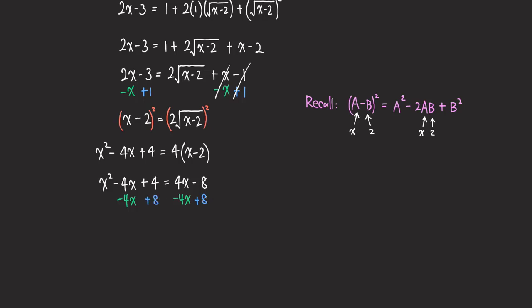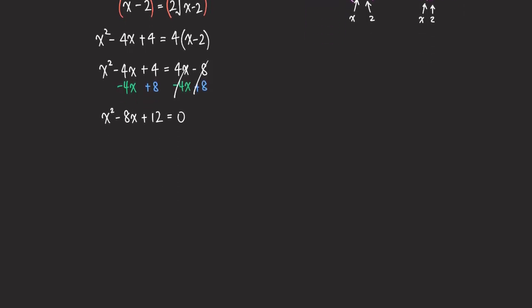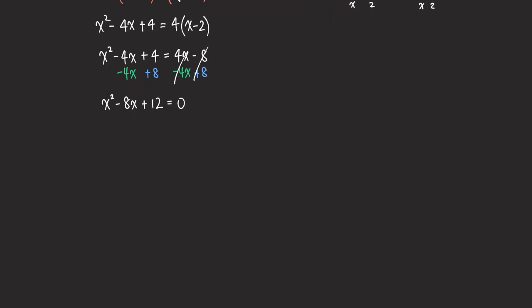So now continuing from there, those are gone. So we are going to get 0 on this side. So we have x squared minus 8x plus 12 is equal to 0. Okay, so moving on, we have the quadratic equation. We can use the quadratic formula or we can try to factor it.